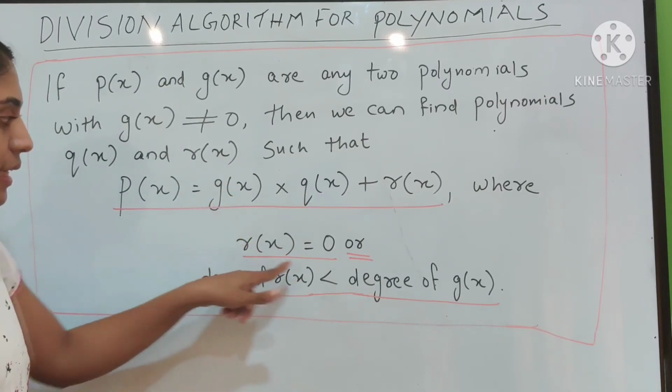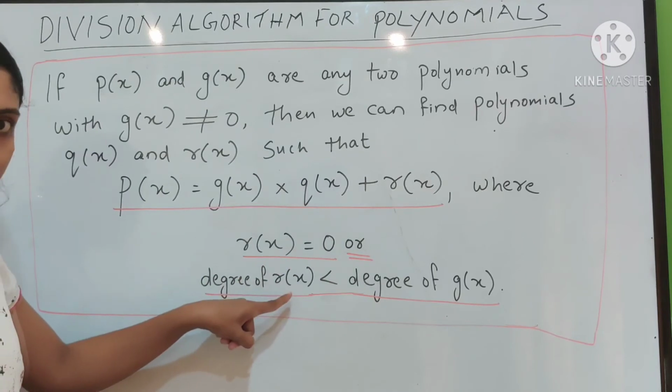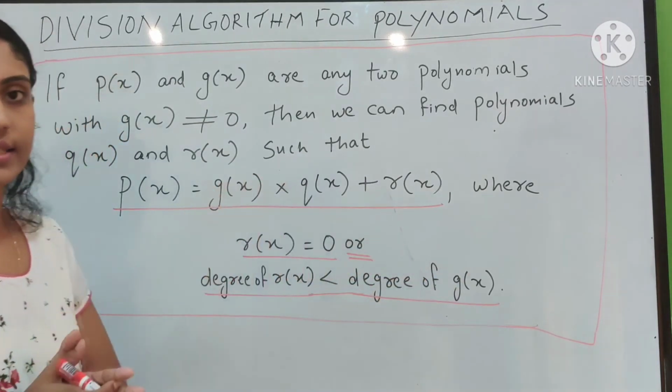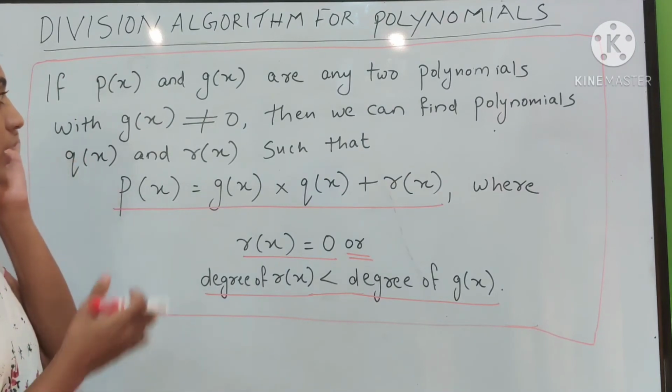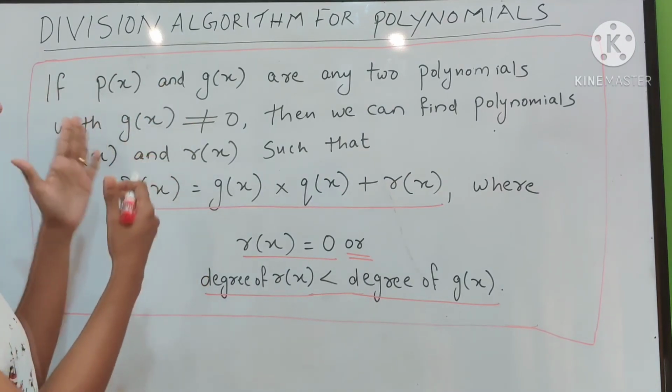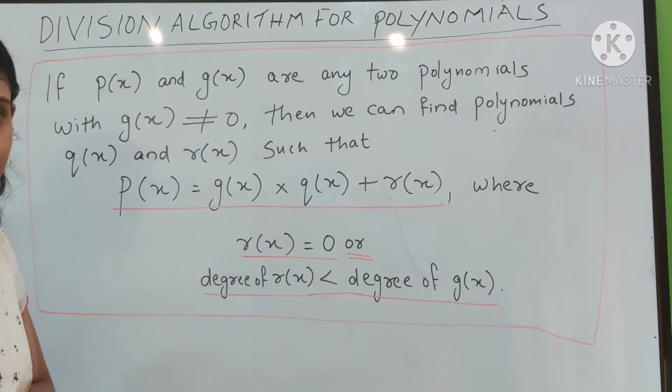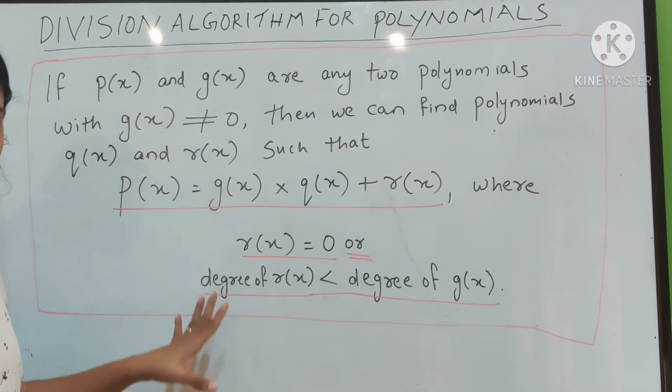The remainder r of x is either 0 or the degree of r of x is less than the degree of g of x. g of x is what? Our divisor. Got it? So this is nothing but the division algorithm for polynomials. This is called the division algorithm for polynomials. Okay, just write this in your notebook.